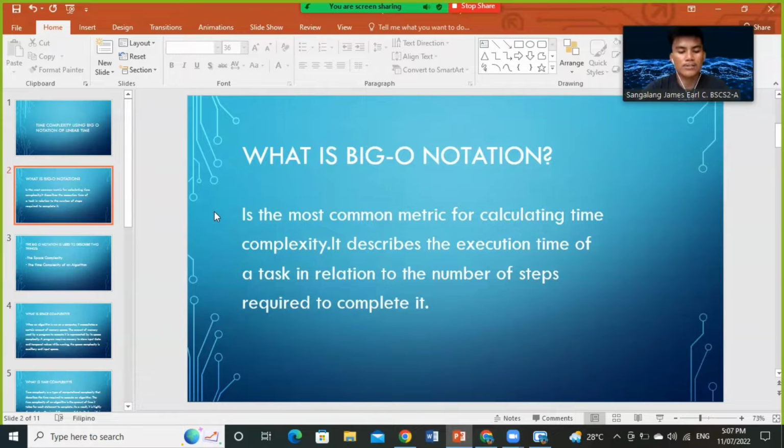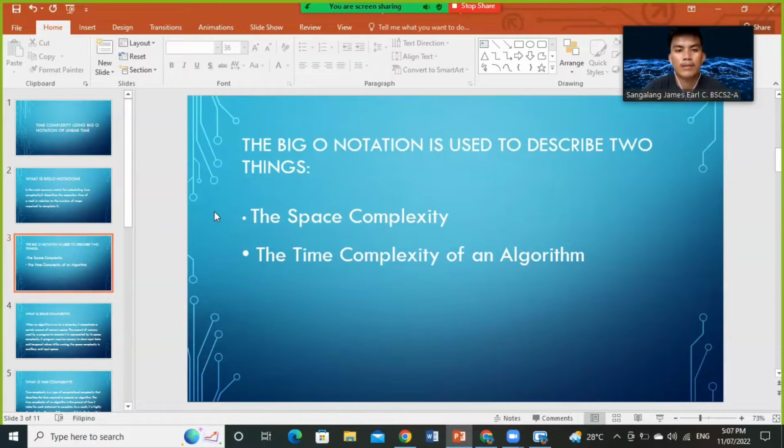Big O notation is written in the form of O of n, where O stands for order of magnitude and n represents what we're comparing the complexity of a task against. Big O notation is used to describe two things. First, the space complexity. Second, the time complexity of an algorithm.